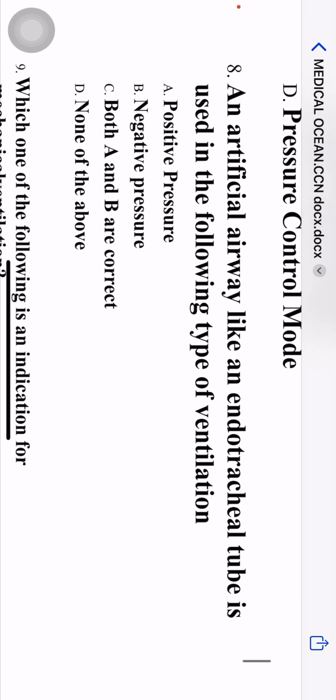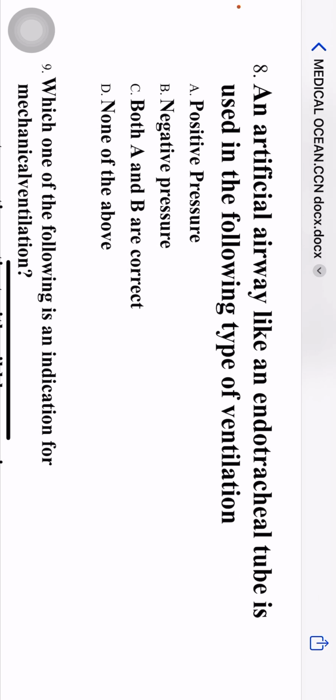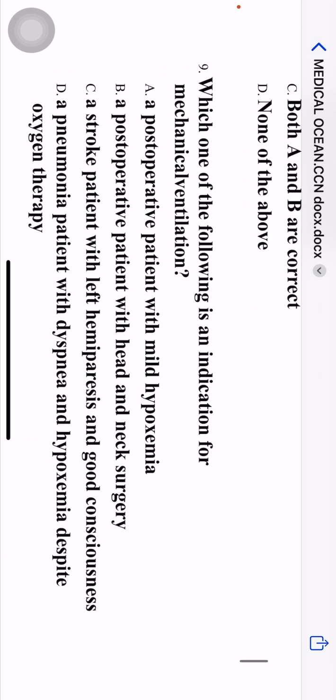Question 8. An artificial airway like an endotracheal tube is used in the following types of ventilation. Positive pressure, negative pressure, both A and B are correct, none of the above. Which one of the following is correct? Option A is correct, positive pressure.